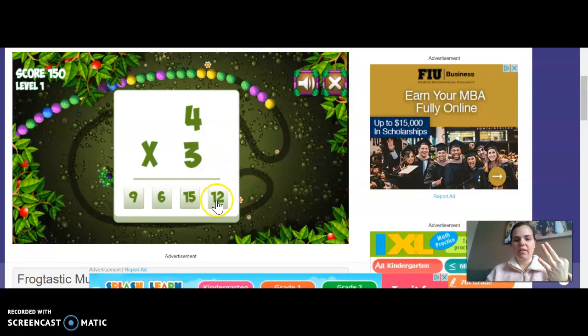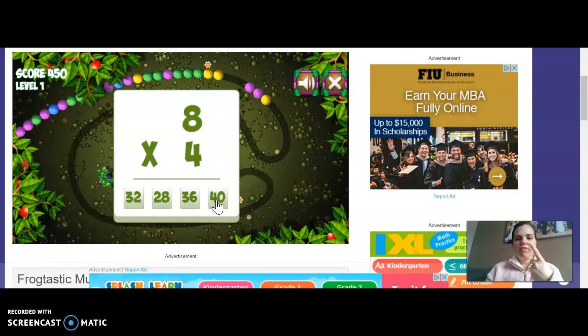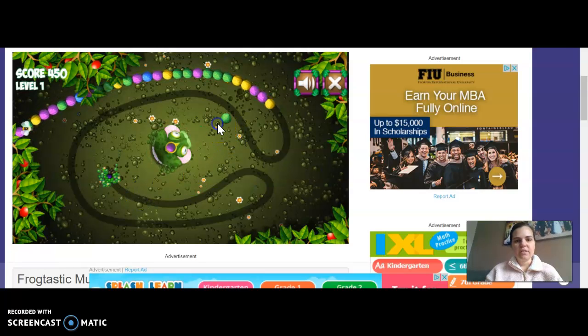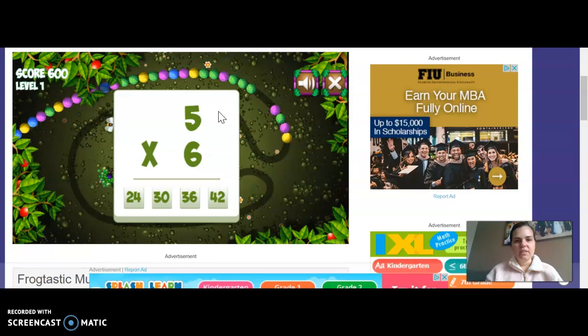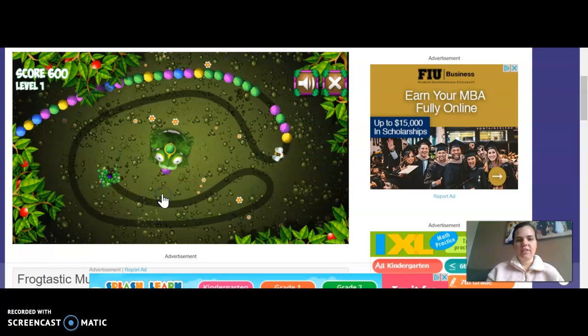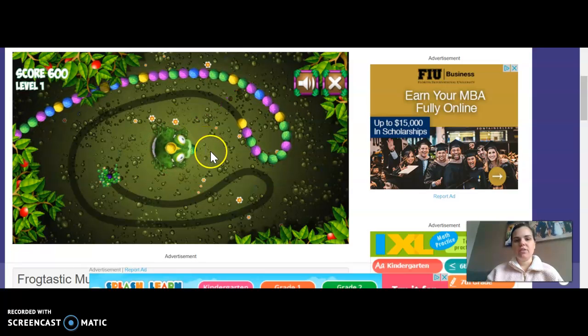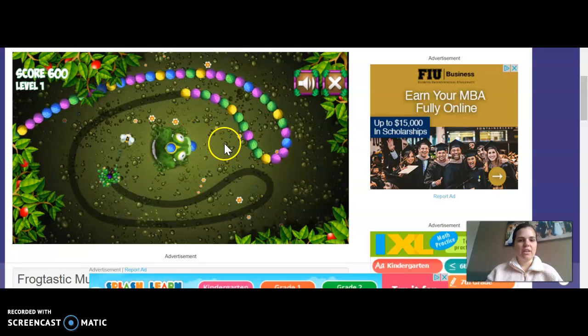4, 8, 12. 4, 8, 12, 16, 20, 24, 28, 32. Oops. 5, 10, 15, 20, 25, 30. Okay, so I'm trying to get the marble that's in the frog's mouth. It's purple. I want to get 3 purples in a row. So I can shoot over there. Oops. So I want to keep going until I get that 3 in a row, and I want to beat it.